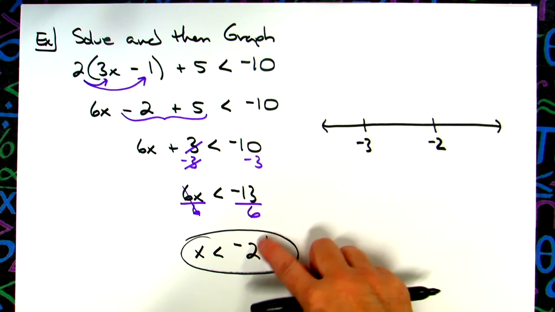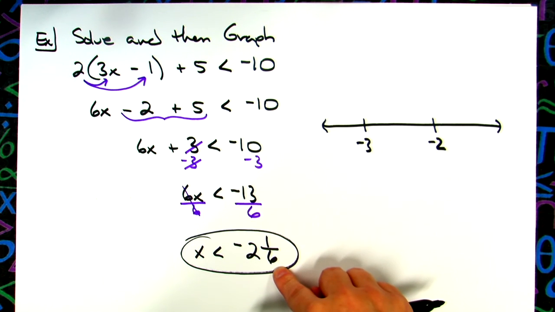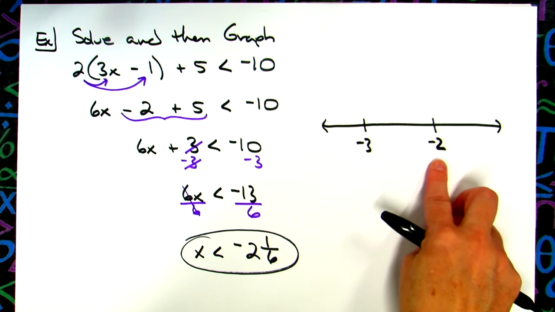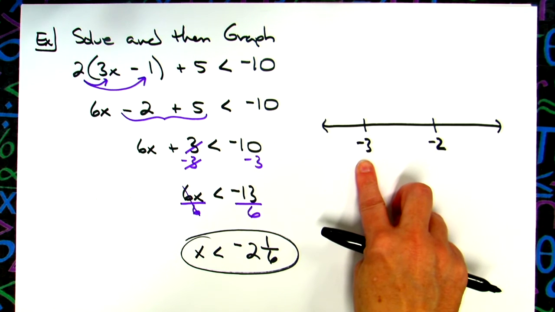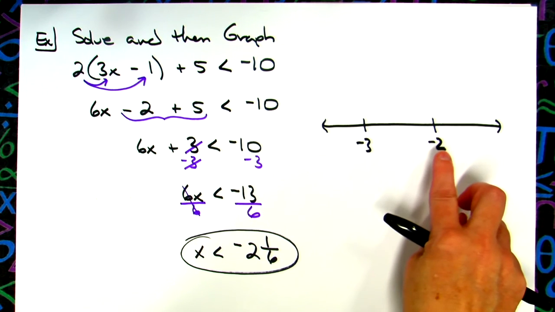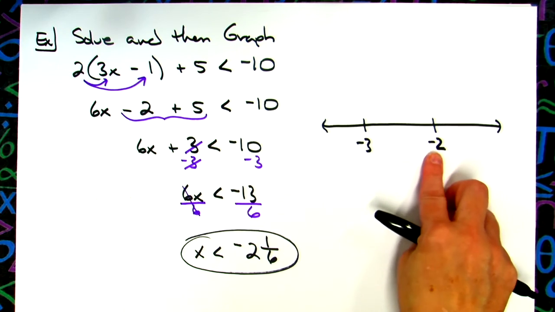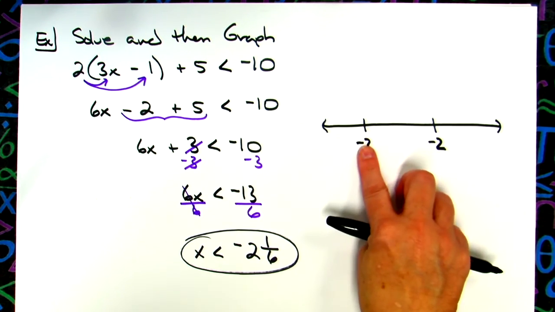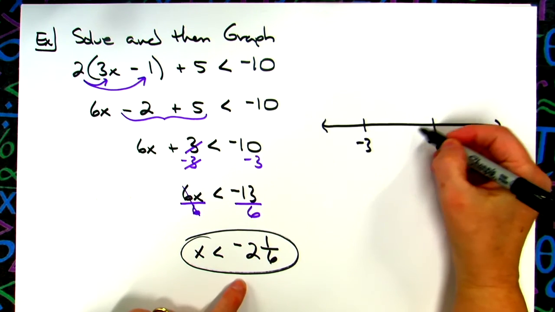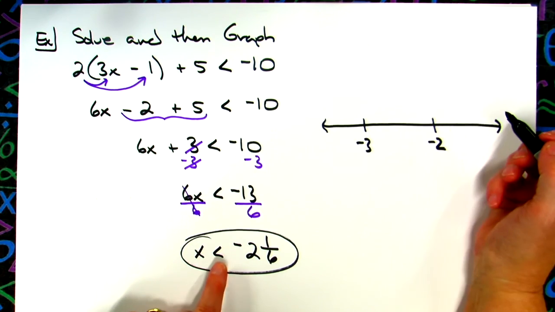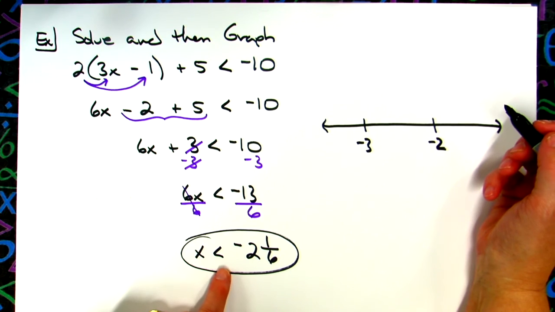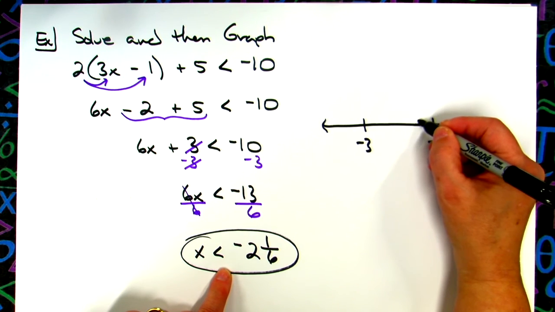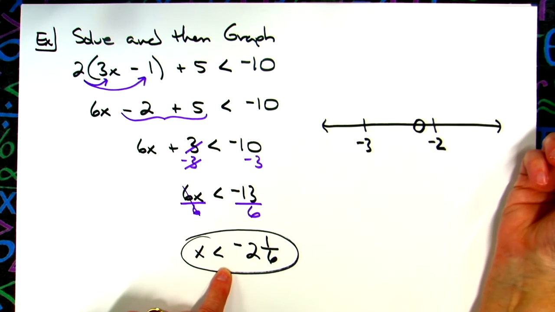Now, is negative 2 and 1/6 going to be closer to the negative 2 or closer to the negative 3? Ooh, negative 2, because it's 1/6. All right, if it would have been 5/6, it would have been closer to the negative 3. So I'm going to estimate about where it's at. Now, do I need an open dot or closed dot? Open dot. So I'm just going to estimate it. We don't need to be precise. So there's my estimate right there.